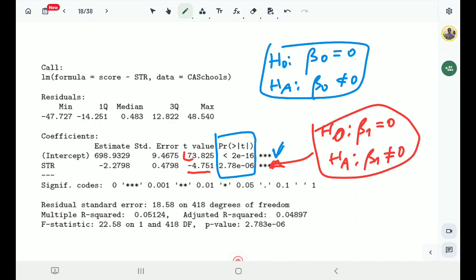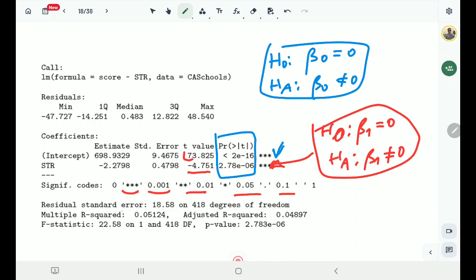We see here significance codes, which means that this is significant at different significance levels. For example, if you see three stars there, it means that even if you choose the significance level equal to 0.1%, you would reject this hypothesis. And these other things follow.